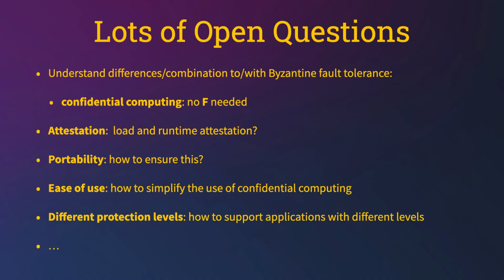But of course, there are lots of open questions that you could focus on in case you're interested in this topic. One example is, how does it compare with Byzantine fault tolerance? In Byzantine fault tolerance, we need to assume that there is a maximum number of faulty entities. Here in this context, all the computers might be having problems. They might all have an adversary on them. So we might not need that F, but we have different assumptions there, like that our attestation is correct, that we can trust it. Also, we might not only want to have load time attestation, but also runtime attestation. So how could we support that? How can we make sure that this is portable across multiple clouds and CPUs? How can we improve the ease of use? And how could we support different protection levels?